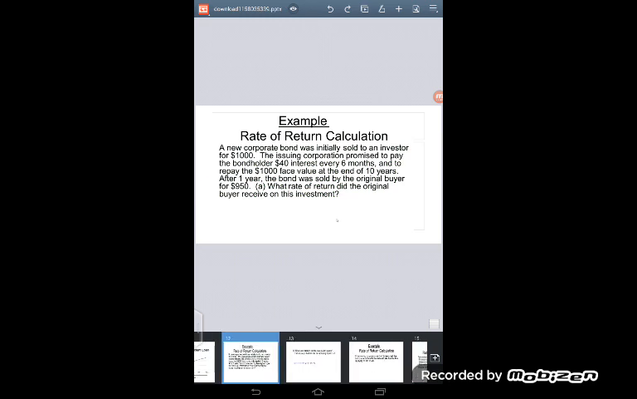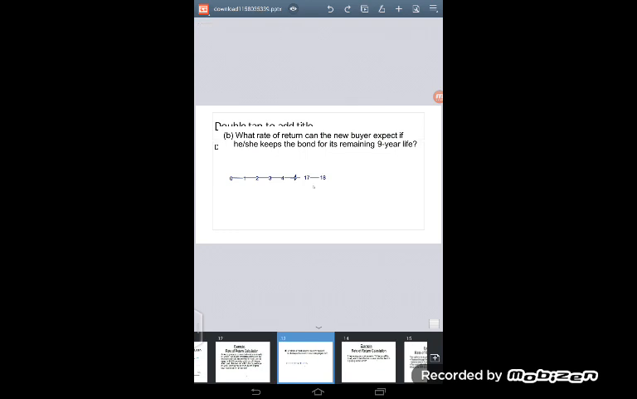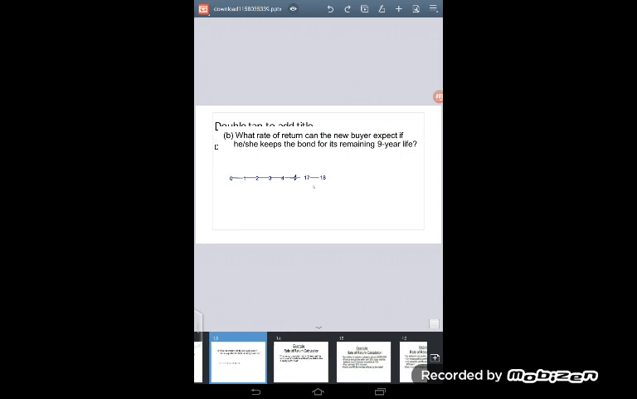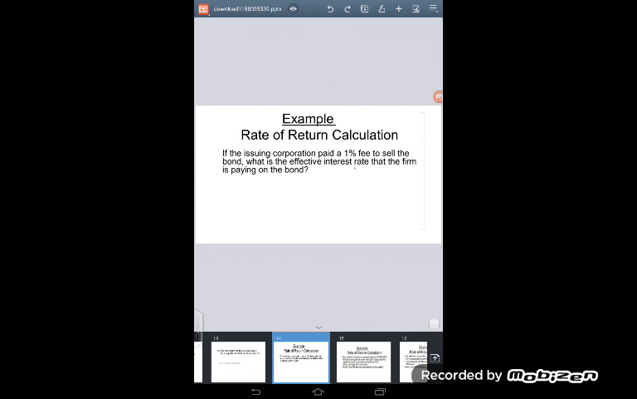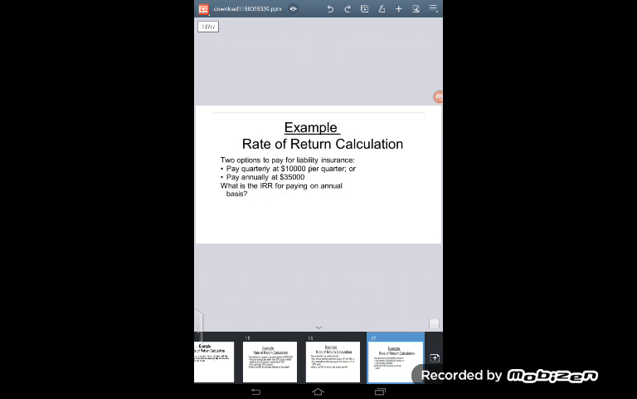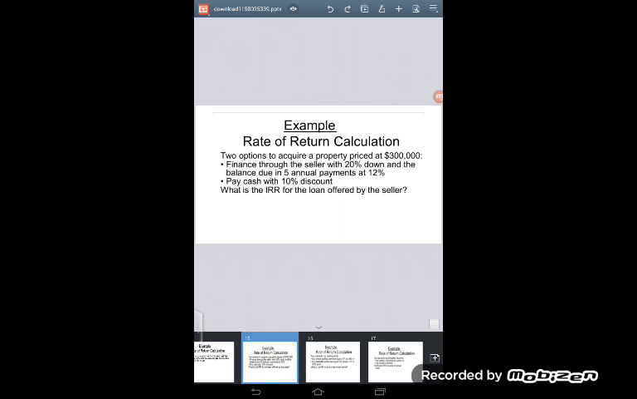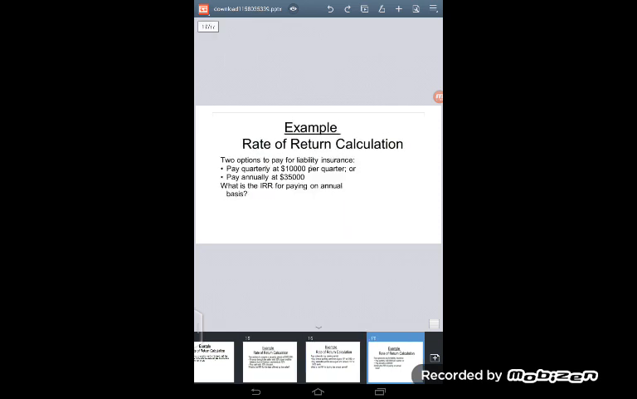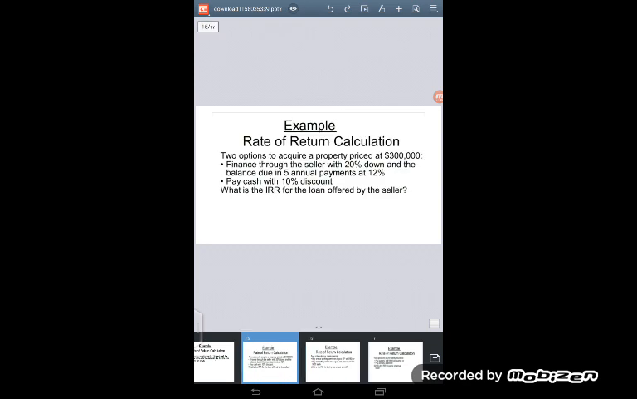So this question's B is, what rate of return can the new buyer expect if he or she keeps the bond for its remaining 9-year life? And another part: if the issuing corporation paid a 1% fee to sell the bond, what is the effective interest rate that the firm is paying on the bond? That is the remainder of this question. Here we will start to analyze the two options. You need to solve these two options and send them back to me with an explanation. Okay.